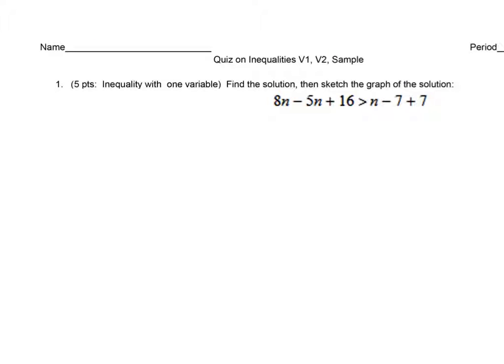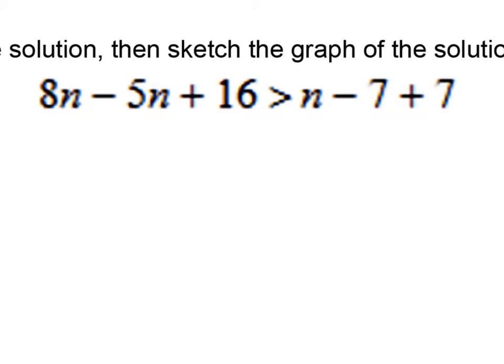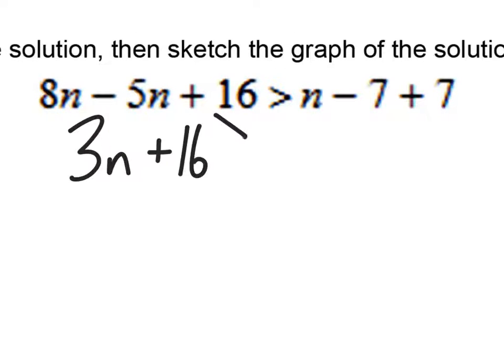Let's take a look at another problem that deals with inequalities with a single variable. And like before, we're going to need to isolate the variable. In this case, it's n, and I can see that there are 3 n's. And I know that 8n minus 5n, of course, is going to give us 3n. And I'll just simply carry everything down. So it's 3n plus 16 is greater than n. And then I see it says negative 7 plus 7. Negative 7 plus 7 is 0, so it cancels out. So we're good right there.